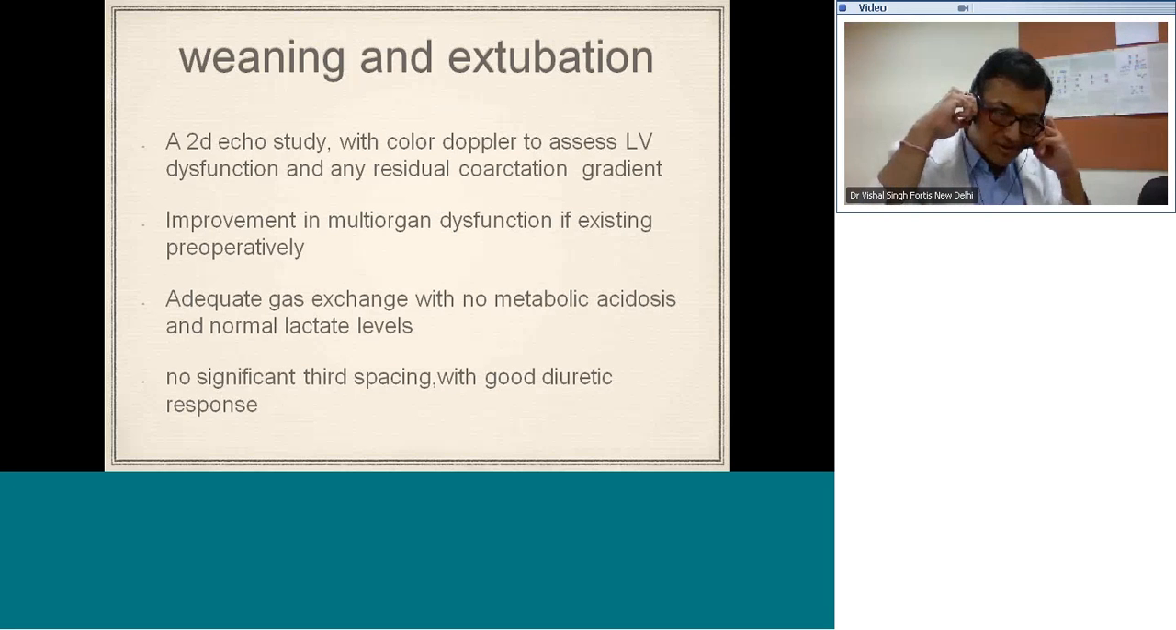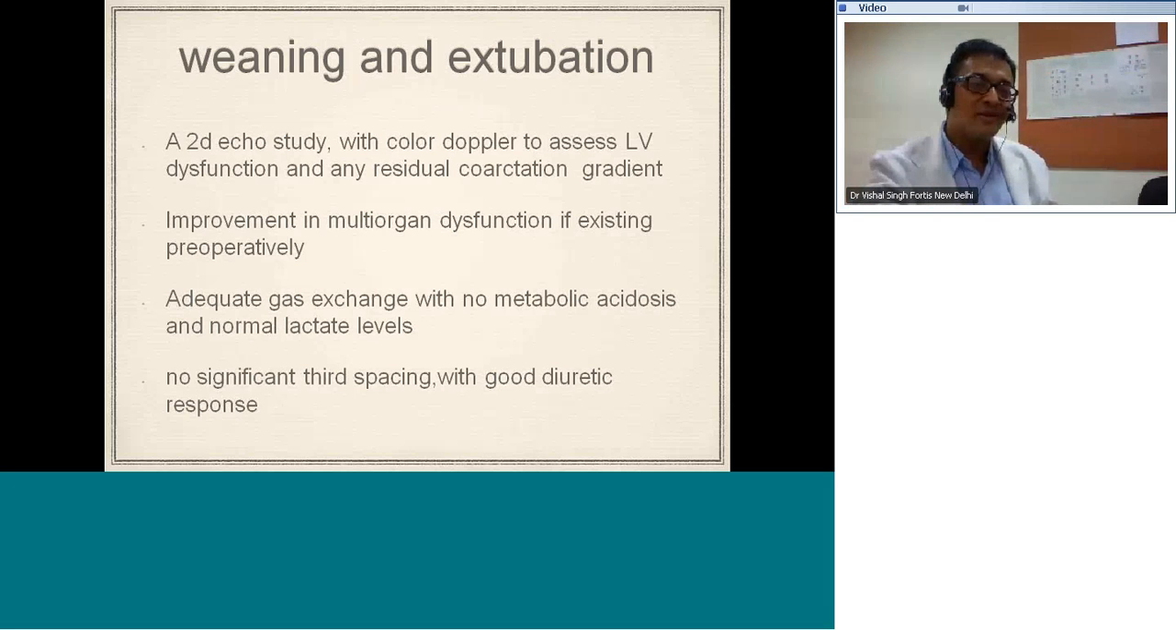But if there's no significant third spacing with good diuretic response and the LV function is improved significantly, it will not be normal, like 55% or something, but if it's improving significantly from what it was preoperatively, you can definitely consider extubation on nasal CPAP, because it's always better to give non-invasive CPAP to a patient who has LV dysfunction. Adequate gas exchange with no metabolic acidosis and normal lactate levels will further enhance your confidence to do that.